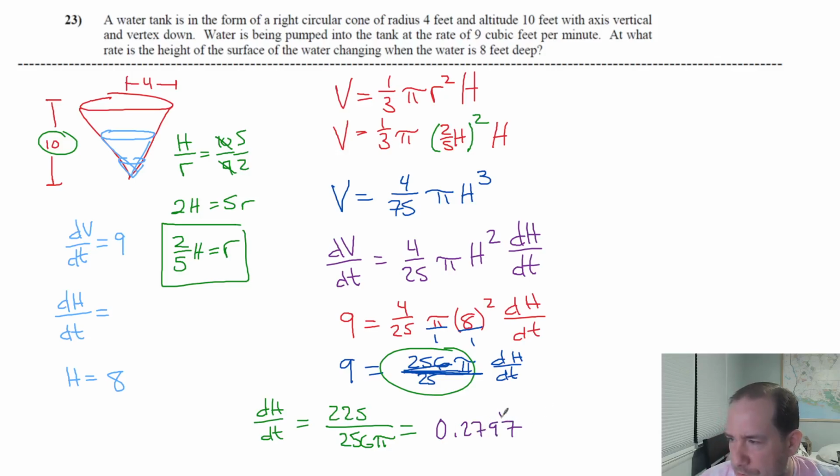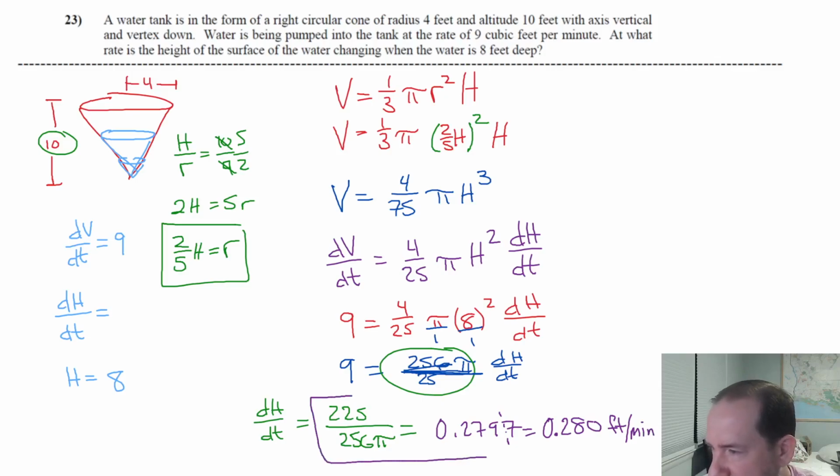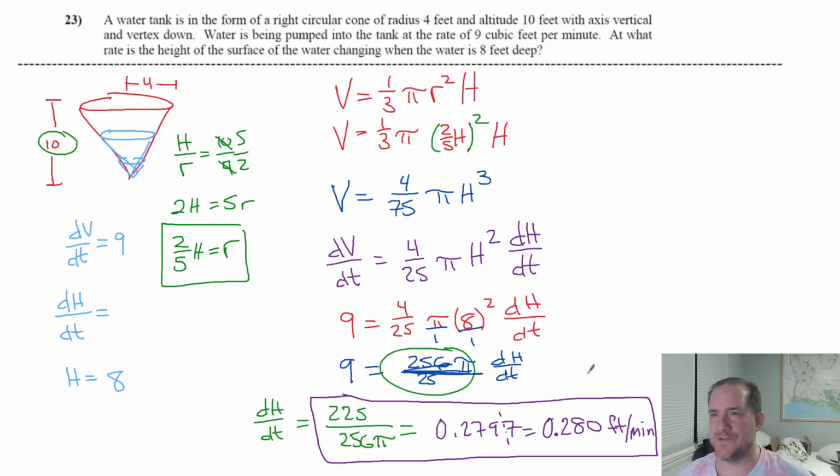So 9s are kind of annoying, but if you want to round to 3 decimal places, then obviously the 9 rounds up and it becomes essentially a 10. So that goes to 280. So give me the 280 and don't chop the 0 off the end. That becomes a significant digit. Make sure you keep it. And this is height again. So I guess it's feet per minute. But there you go. Again, I got to have the 225 over 256 pi. And then I got to have the appropriately rounded decimal. So that's 23. Let's do 24.